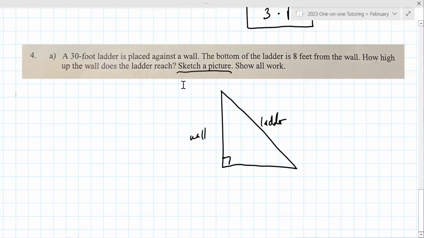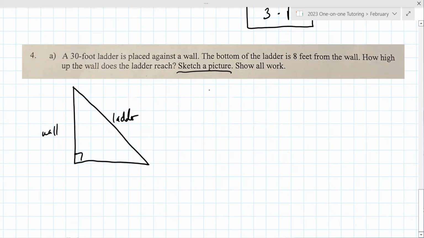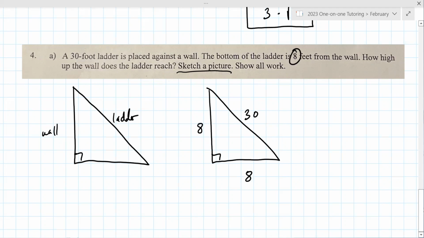Okay, and I'm just going to redraw the triangle without the words. So here we go. We got this. And the ladder is 30 feet. Is the 8 on the bottom or on the left here? Where does that 8 go? The 8 goes at the bottom. That's right. Okay, so we're going to call the height here h.